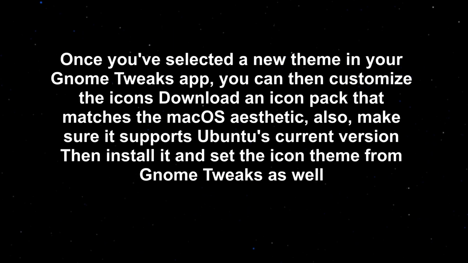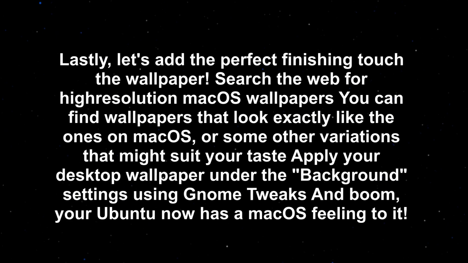Once you've selected a new theme in your Gnome Tweaks app, you can then customize the icons. Download an icon pack that matches the macOS aesthetic. Also, make sure it supports Ubuntu's current version, then install it and set the icon theme from Gnome Tweaks as well.